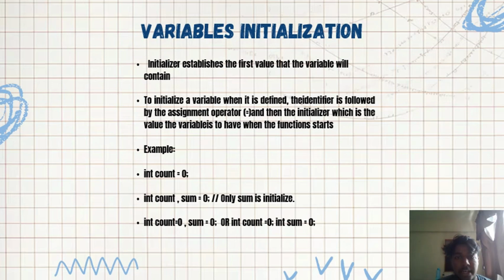Now, variable initialization. An initializer establishes the first value that the variable will contain. To initialize a variable when it's defined, the identifier is followed by an assignment operator, the equal sign, and then its initializer, which is the value the variable is to have when the function starts. For example, int count equals 0, int sum equals 0. Only sum is initialized here in int count, sum equals 0.